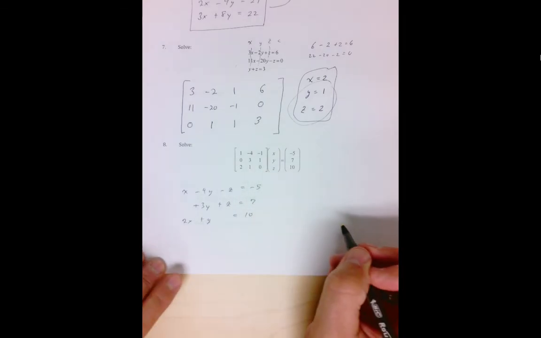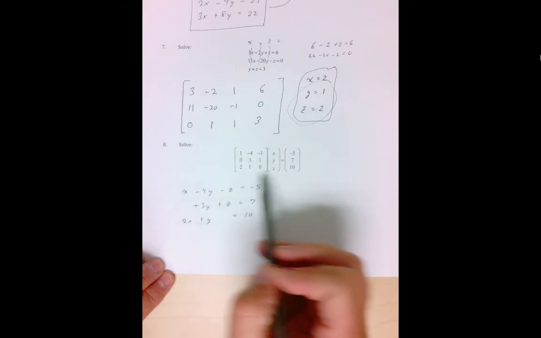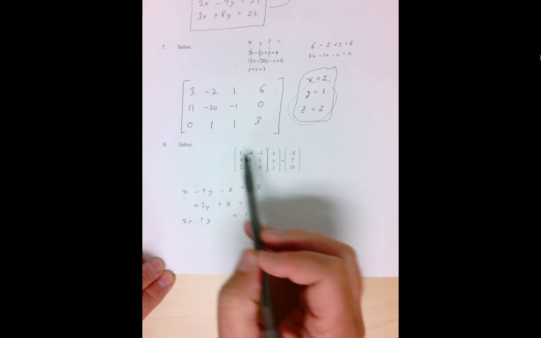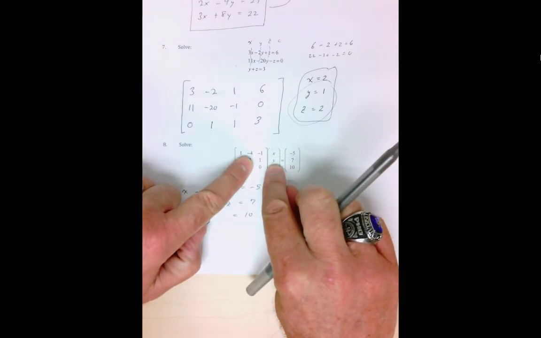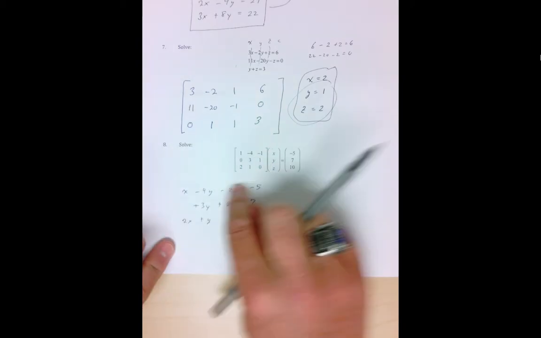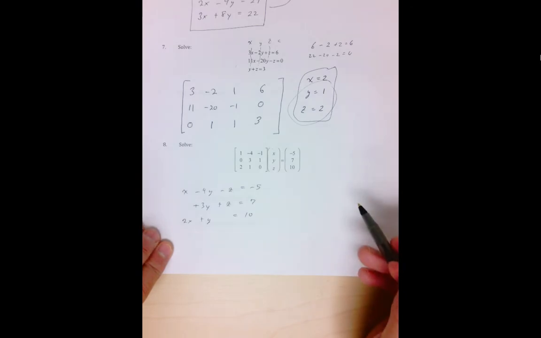Now, if you don't know what I did there, you need to go back and watch one of the previous videos, when I introduced multiplying matrices, we talked about linear combinations. So I'm taking 1 times x plus negative 4 times y plus negative 1 times z to get this. Okay? Or just remember it.